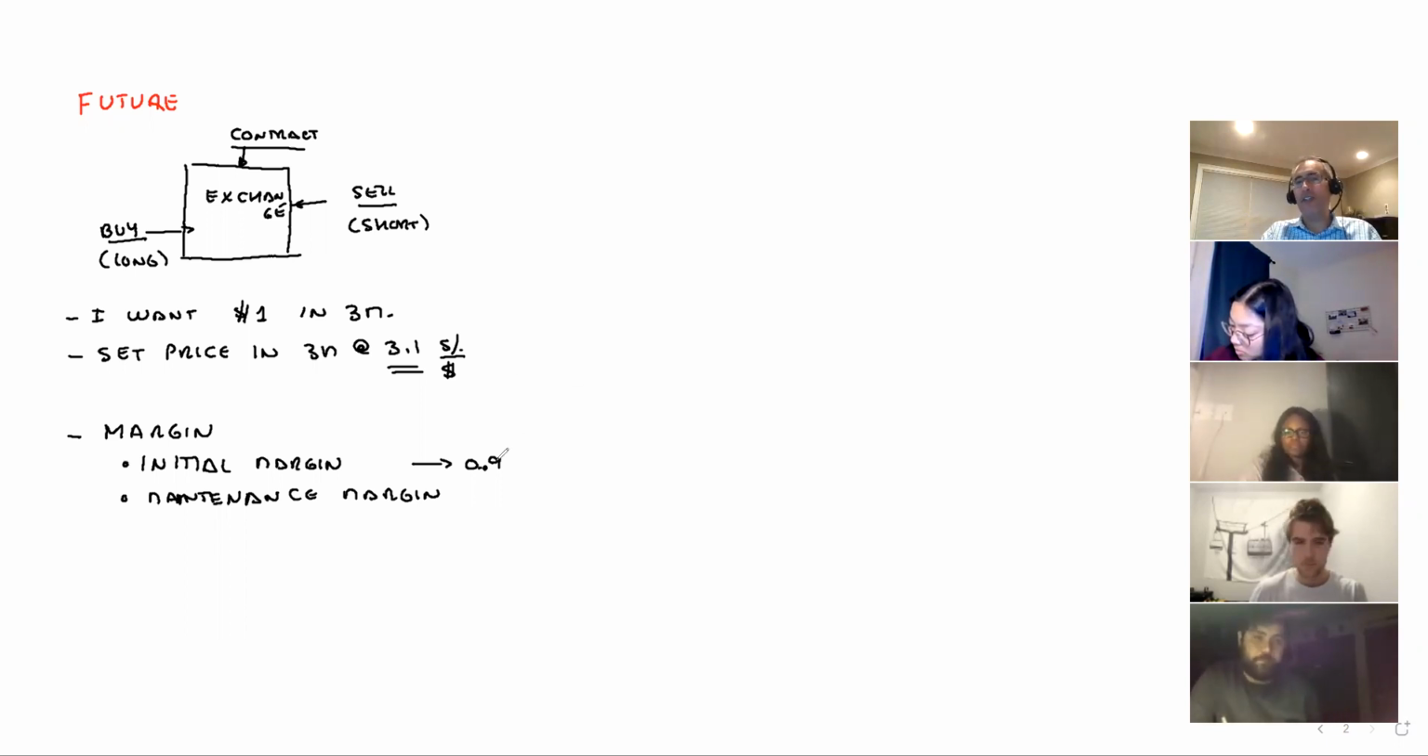So this number here changes. If it's a non-volatile product, where the price is more or less stable, the initial margin can be very low. If we have a very volatile product like gold, for example, the margin can be very, very significant. But in any case, you don't need to put the $3.1 immediately. You just put 0.9. And then let's say the maintenance margin is going to be 0.2. And I will explain what the 0.2 is. And I've used $1 only because it's simple to explain.